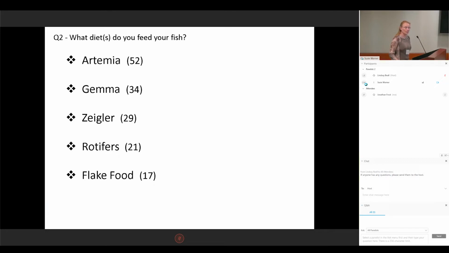Flake food, still very popular, predominantly Tetramin, but there were a number of other mentioned vendors, and I shouldn't have done it, but I also threw algae wafers, which are being used by a few facilities, into the flake food category to make that 17. Paramecia, the last of our live foods that came up, came in at 14 of our respondents, so about 22%. Golden Pearls came up as a similar number to paramecia out of our respondents.